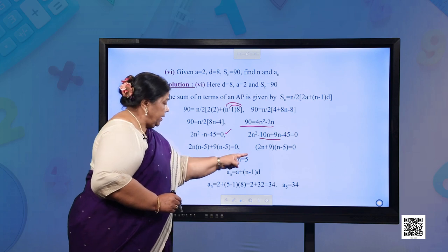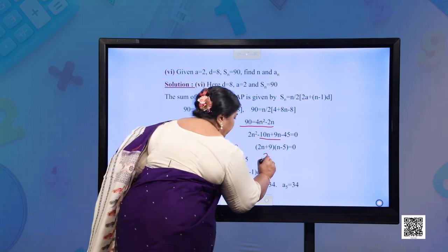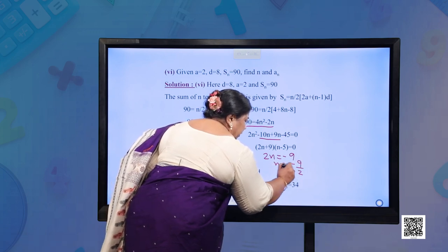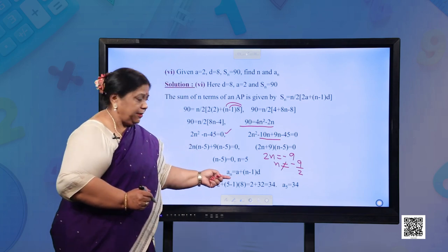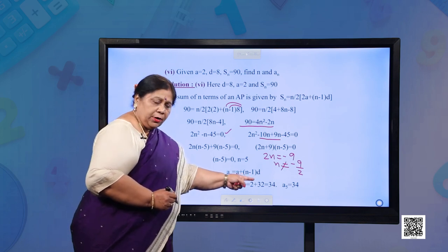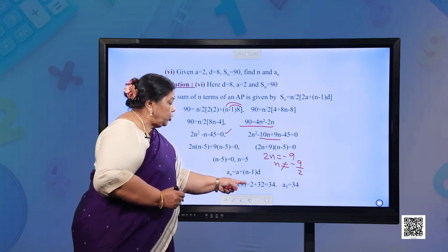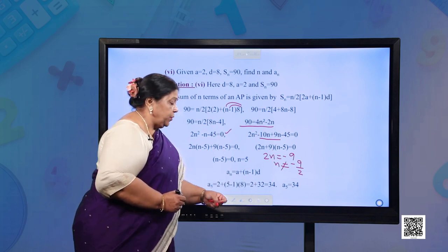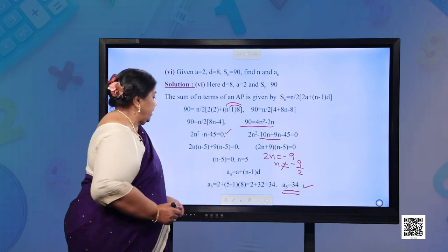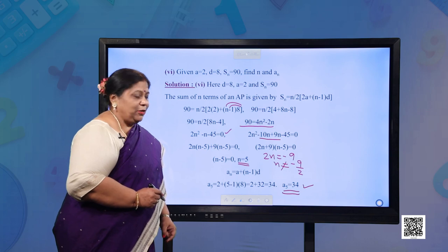Just observe here. Either N minus 5 is equal to 0, that gives us N is equal to 5, or we have 2N is equal to minus 9, N is equal to minus 9 upon 2. This is rejected because we cannot have N as negative. So, A5 is calculated with the help of the nth term formula here again, A plus N minus 1 into D. On substituting the values, 2 plus 5 minus 1 into 8 is equal to 2 plus 32, that is equal to 34. So, A5 is equal to 34. In this way, we have calculated A5 and also the value of N. I hope it is clear. We'll do the next part now.